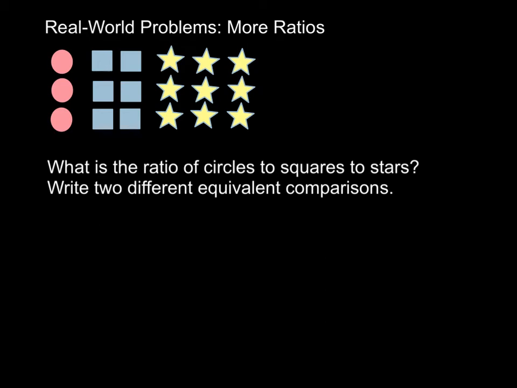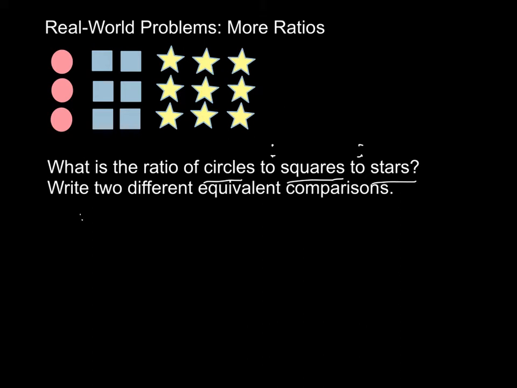We're going to do some more real-world problems using ratios. So our first question is, what is a ratio of circles to squares to stars? And we want to write it two different ways. Remember that we write it in the order that it came in the question. So circles, the 2 is colon, to squares, another 2 is another colon, to stars.